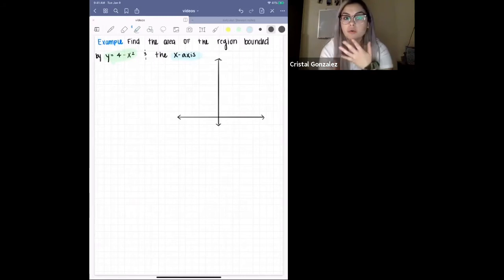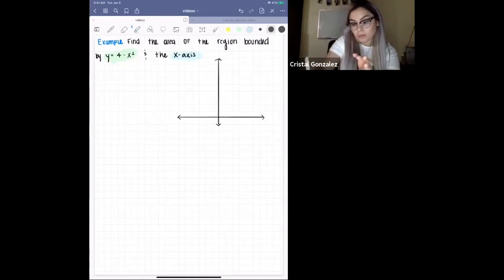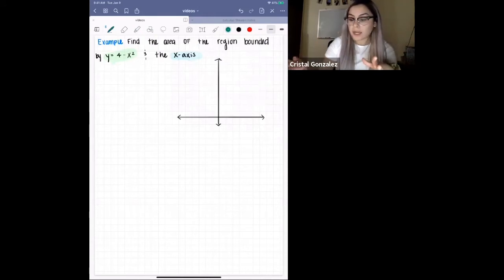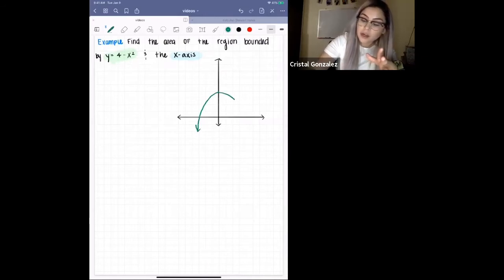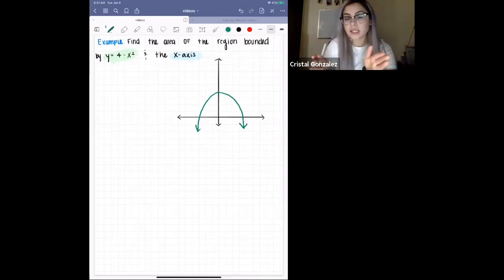Always draw the function, or somewhat of what it looks like, in order to be able to identify what region you're looking at. So the function here, y equals 4 minus x squared, is simply your downward parabola shifted up at 4. So we should be able to get pretty quick at graphing these already by now. So here we are up at 1, 2, 3, 4, and we are downward. So we have a downward parabola there, and they want us to bound this function here by our x-axis.